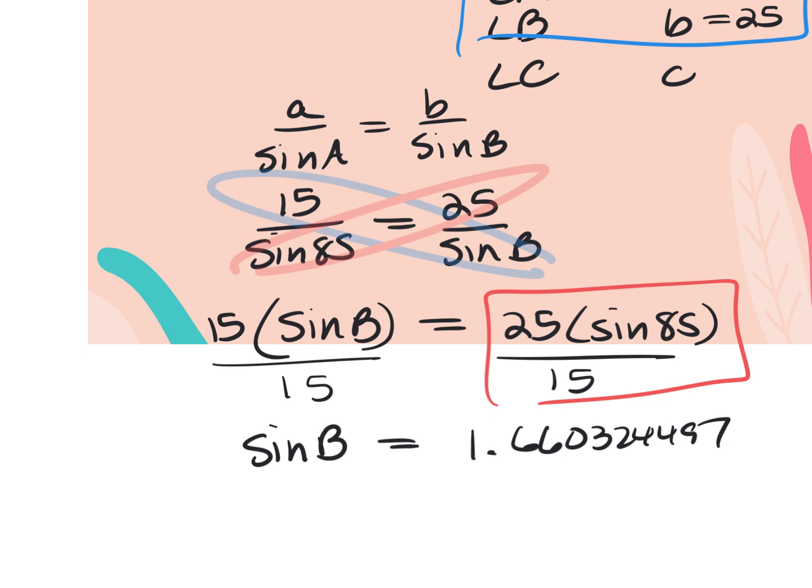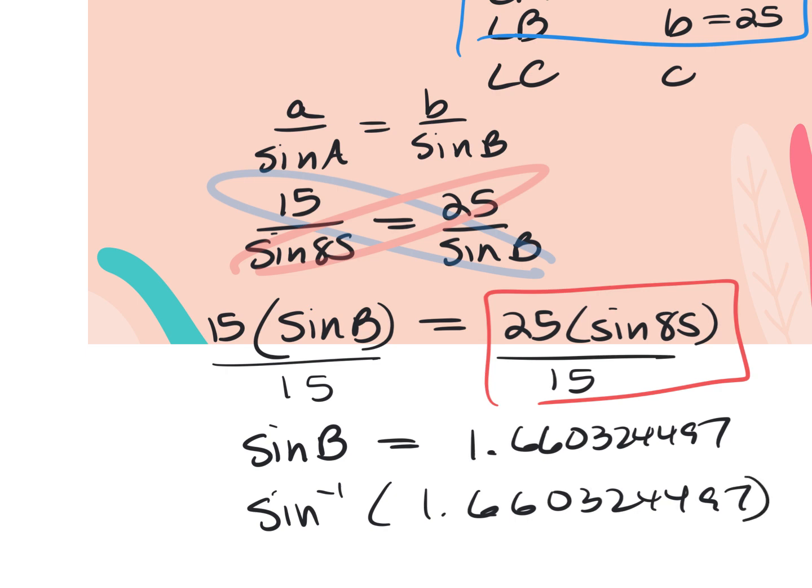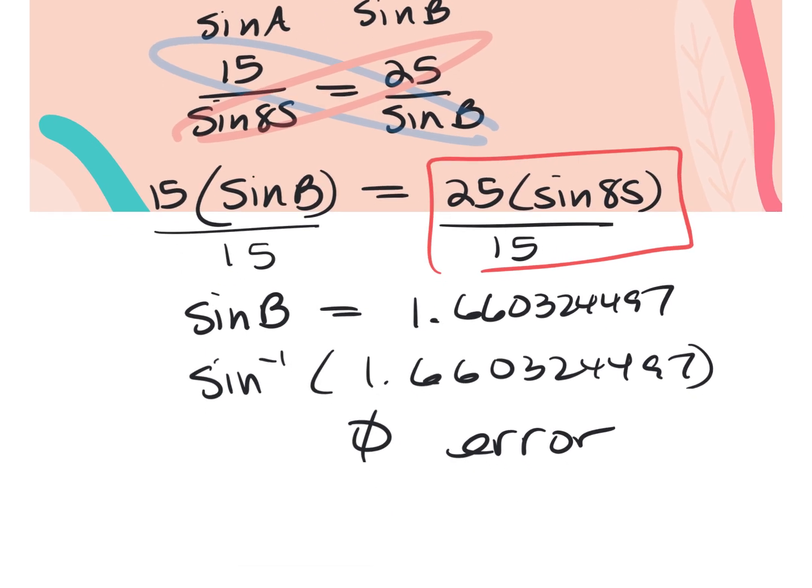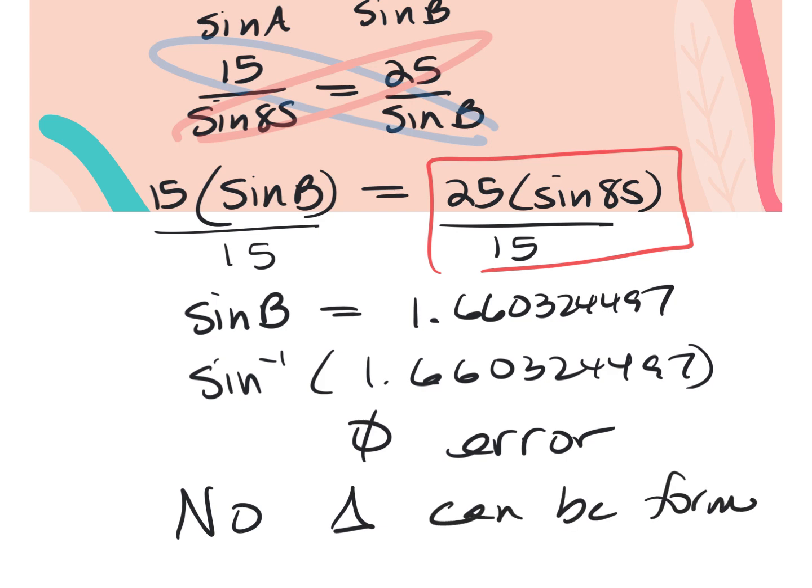Now, if you remember that pink slide I showed you from like 3 chapters ago? Remember, the range for sine has to be between -1 and +1. This should be a clue and give you the confidence that when you do sine -1 and you put this decimal in there, you're going to get an error because this is out of the range for sine. So we get error. So this tells me that no triangle can be formed. So the sides aren't going to be long enough.